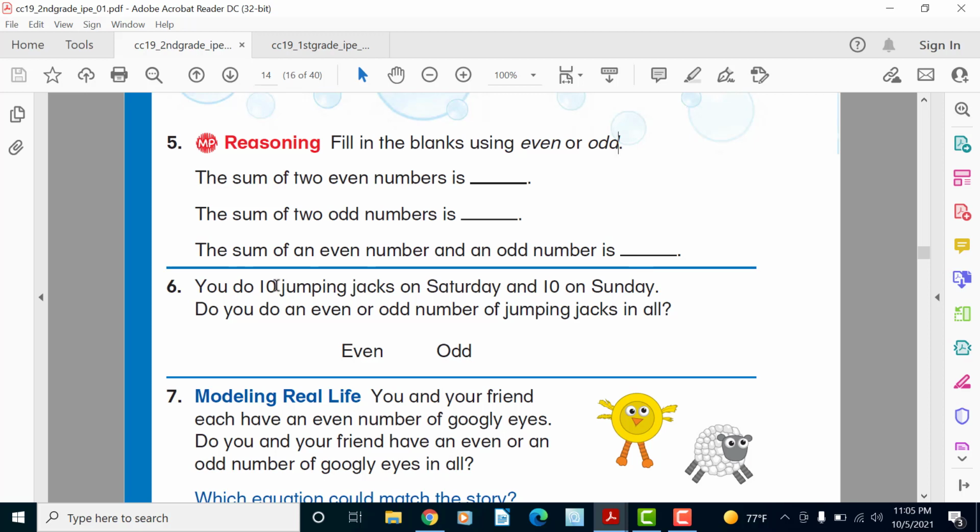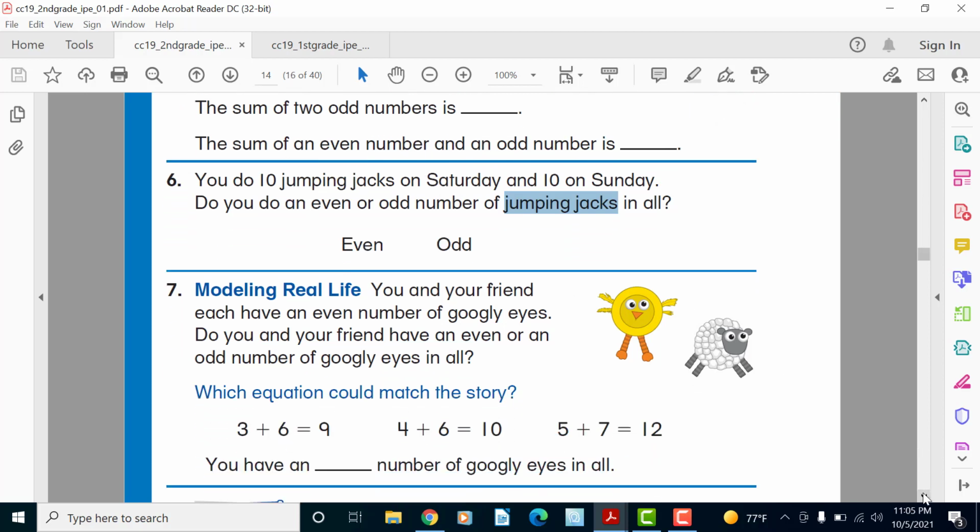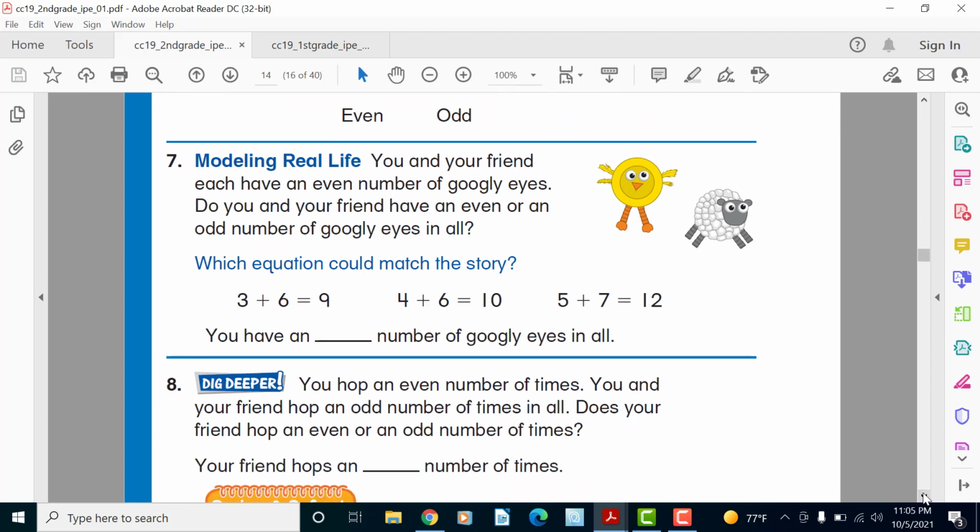All right, you do 10 jumping jacks on Saturday and 10 on Sunday. Do you do an even or odd number of jumping jacks in all? So go ahead, you know from your doubles. 10 jumping jacks plus 10 jumping jacks. How many is that? And is that even or odd? Circle even or odd. You don't need to tell me how many it is. You just need to say whether it's even or odd.